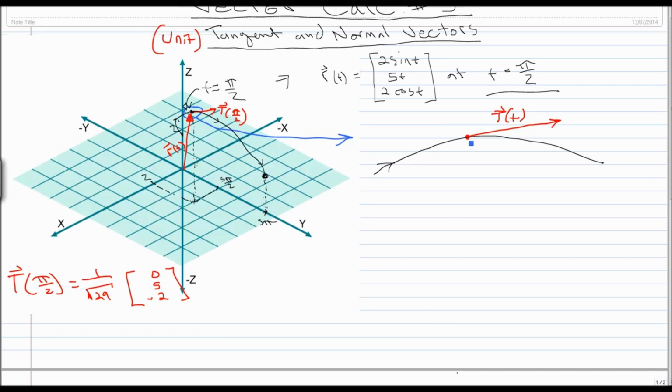Okay, so a unit normal vector is a vector that is normal to the curve at a point, therefore normal to the tangent vector, and since it's a unit vector, it has length 1. From the tangent vector, there's a couple of ways that we can come up with the unit normal vector.